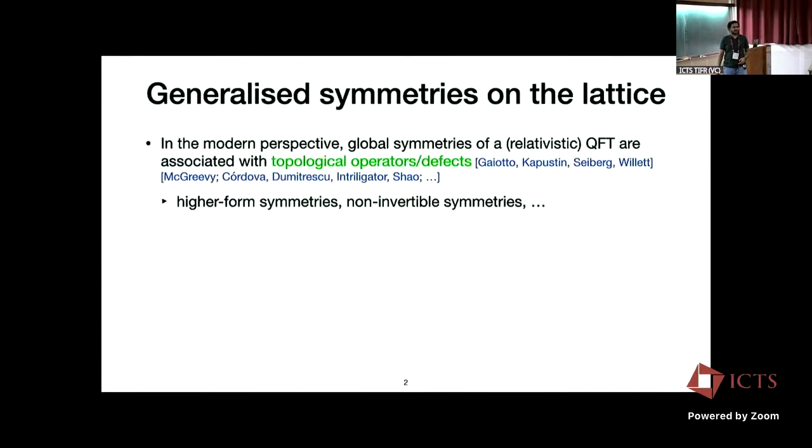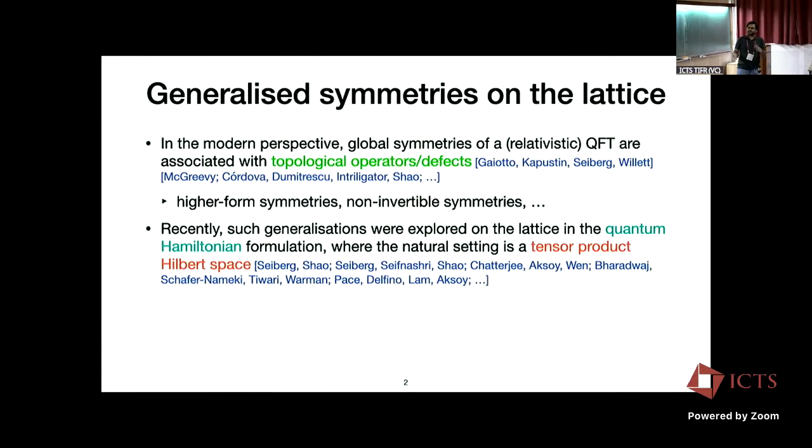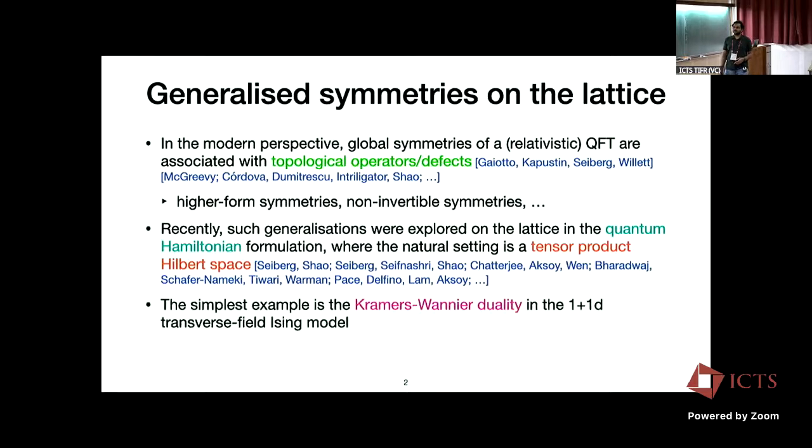Okay, so I don't have to sell generalized symmetries to this audience, we all know what they are. The modern perspective is that these are topological operators or defects in quantum field theory. This could be higher form symmetries or non-invertible symmetries or more exotic symmetries. This was a development that started in continuum field theory, but in the last few years, people started to understand and realize this on a lattice, in particular in a quantum Hamiltonian on a tensor product Hilbert space. And the simplest example of this is the Kramers-Wannier duality in the 1+1D transverse field Ising model. So let's quickly take a look at that.